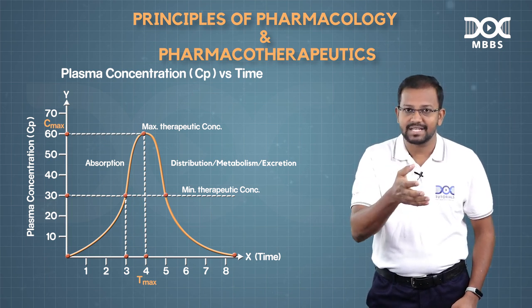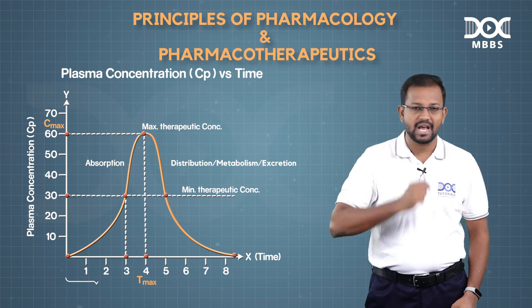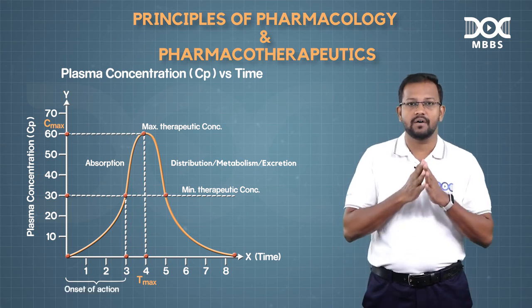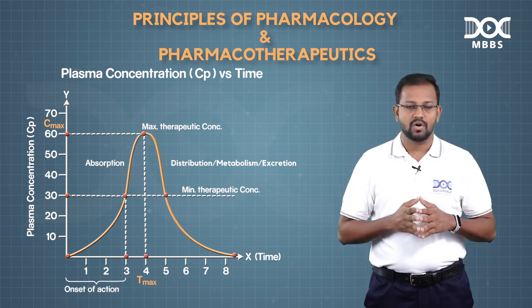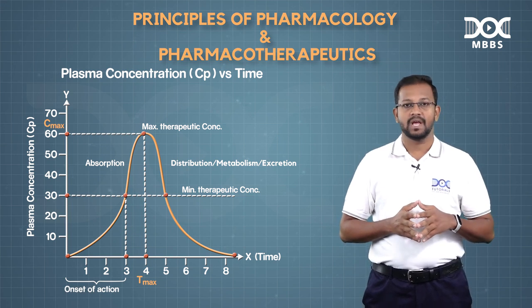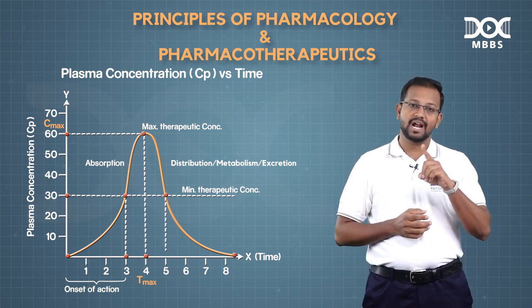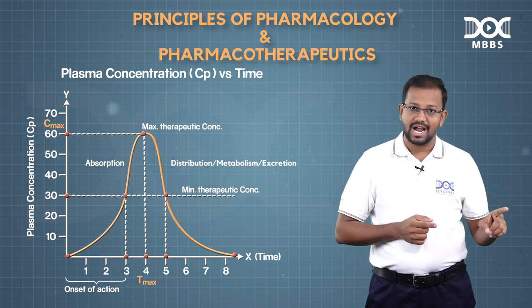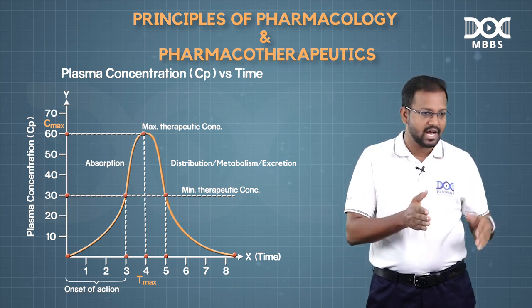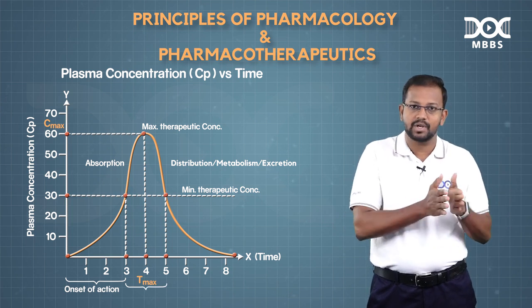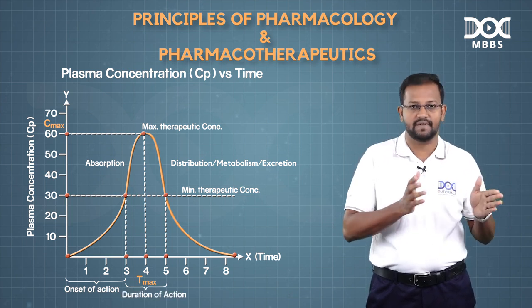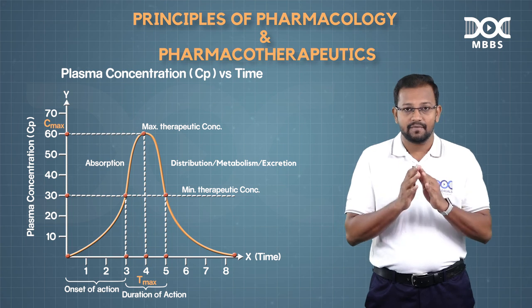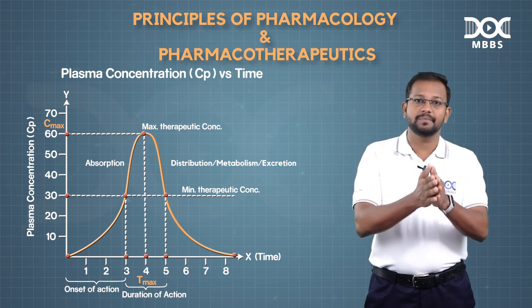What's the time in this example? 3 hours, right? That 3 hours will be called the onset of action. And the same line, when it is meeting the second part of the graph, you just plot it up to the x-axis, right? And the time between this 3 hours and that point, this time duration, will be called the duration of action. Because that is the time for which the paracetamol tends to act in that body.